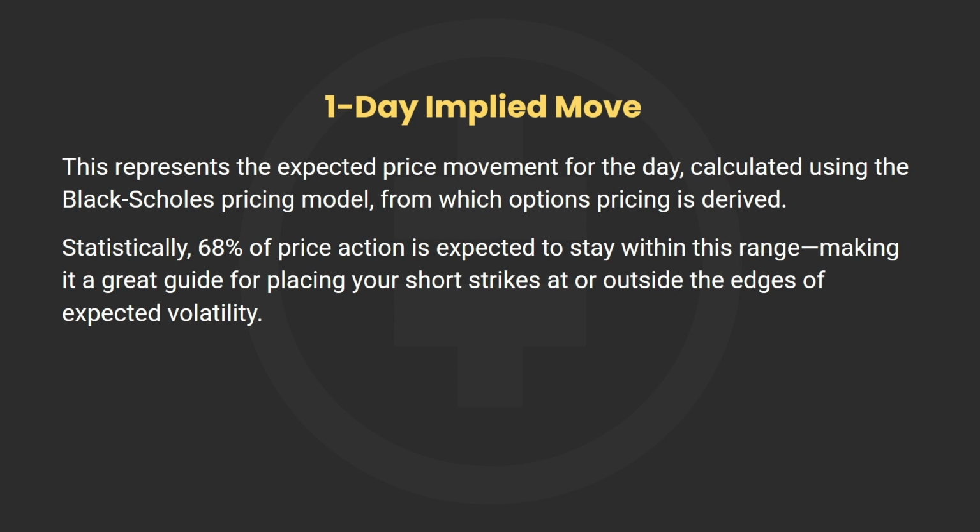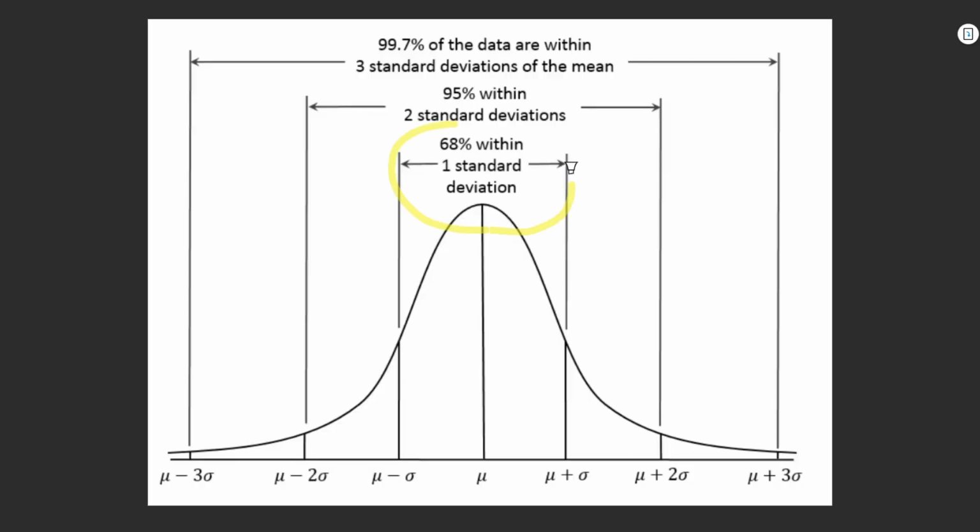The first method is based on the 1-day implied move, also known as the 1 standard deviation range. This represents the expected price movement for the day, calculated using the Black-Scholes model from which options pricing is derived. Statistically, 68% of price action is expected to stay within this range, making it a great guide for placing your short strikes at or outside the edges of expected volatility.